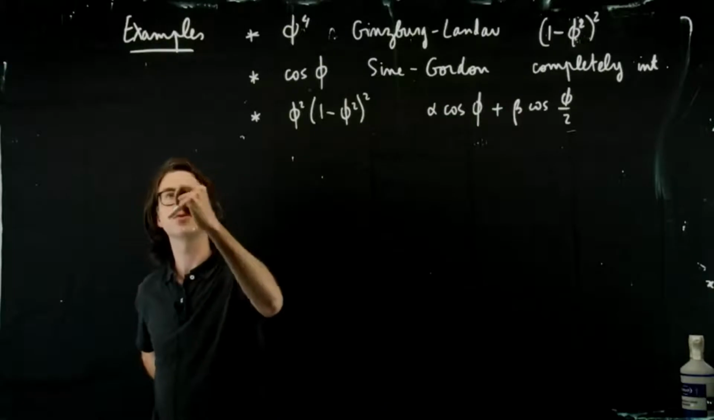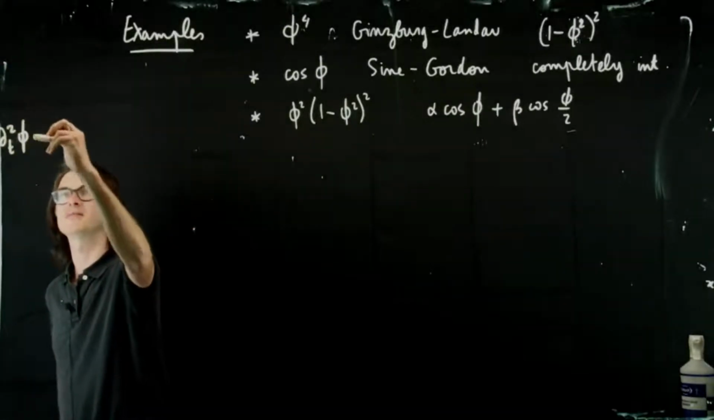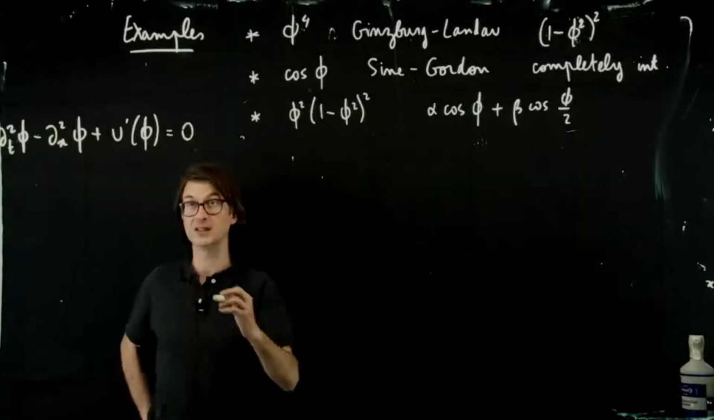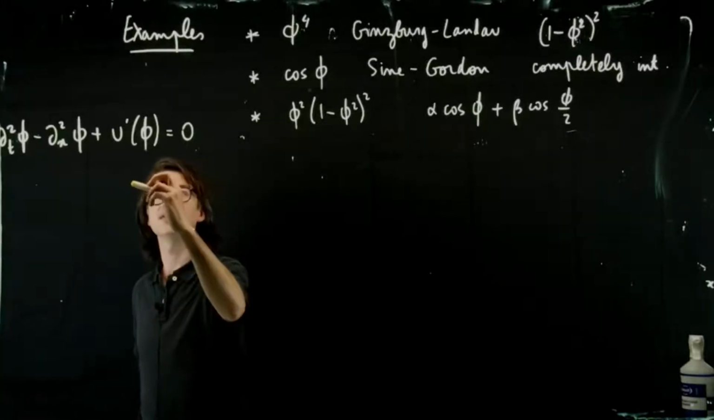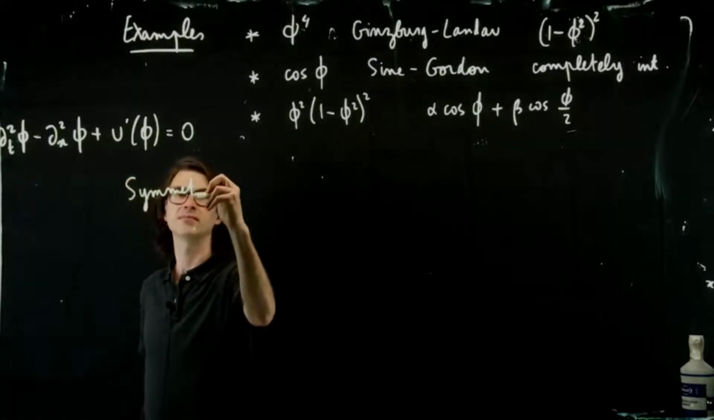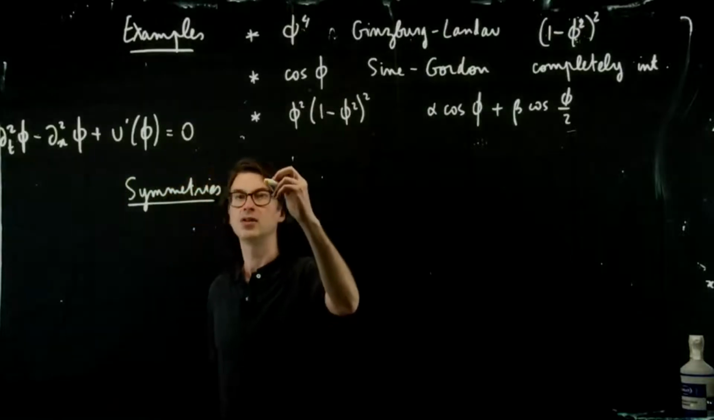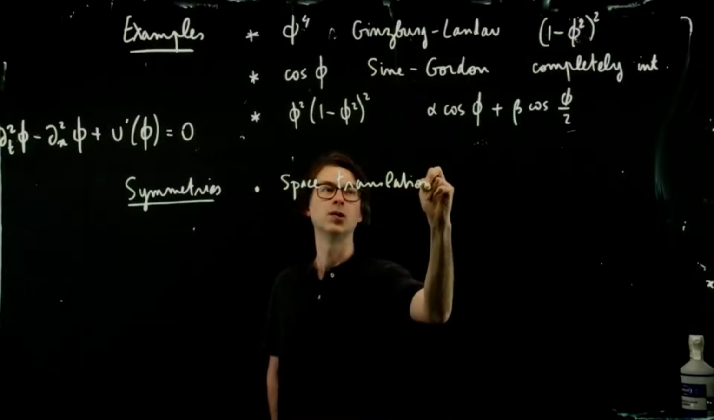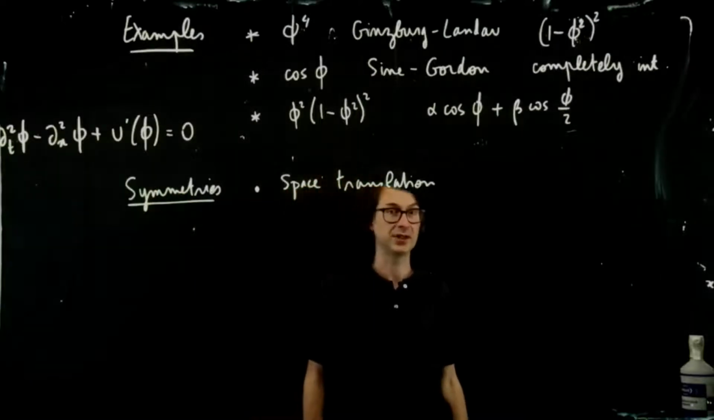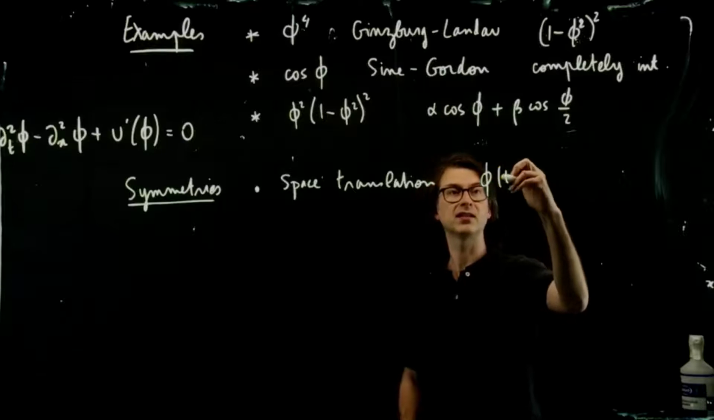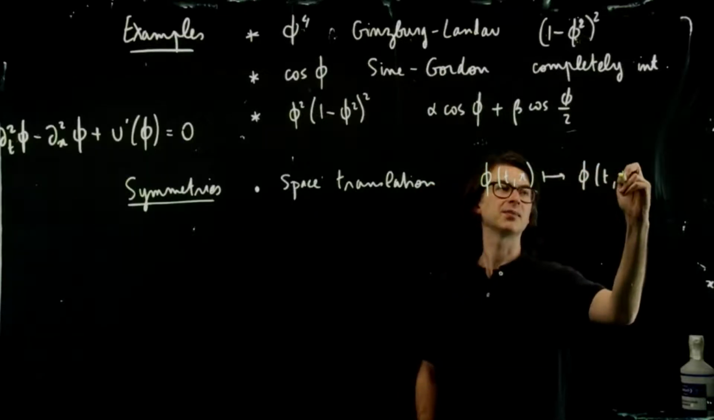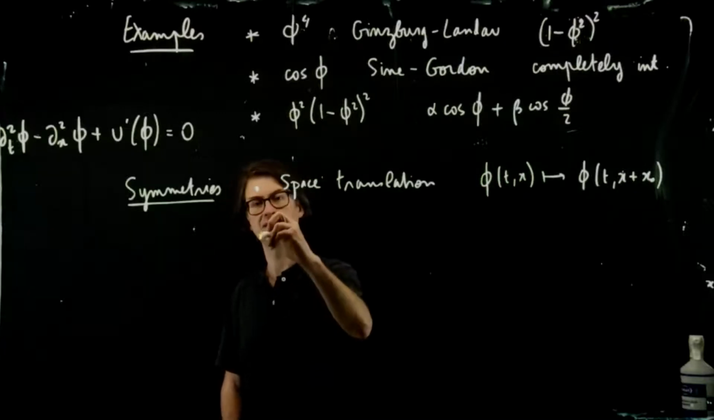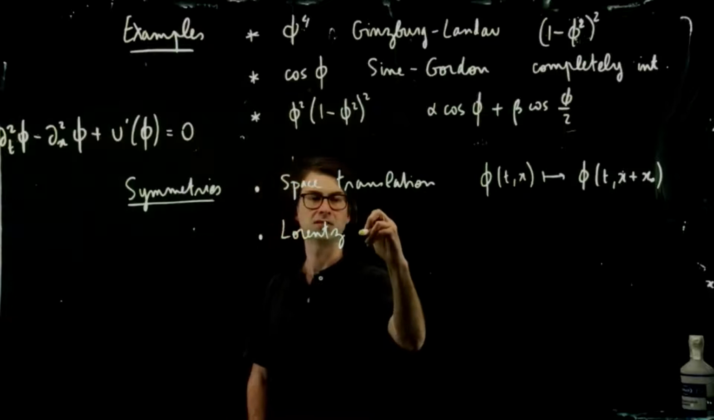Okay, I should say these equations, so recall the equation we're talking about is dt squared phi minus dx squared phi plus u prime of phi equals zero. It's a nonlinear wave equation in the end, so there are the classical symmetries. Of course, space translation: this equation is invariant by space translation. So if you take phi of t, x and you map it to phi of t, x plus x naught, well, this leaves the set of solutions invariant. More interesting, there is the Lorentz symmetry.